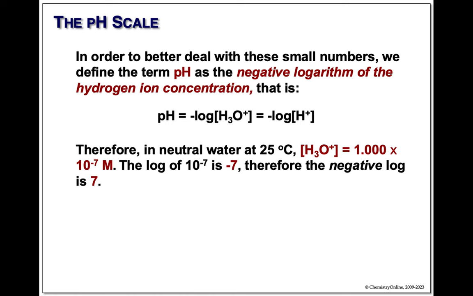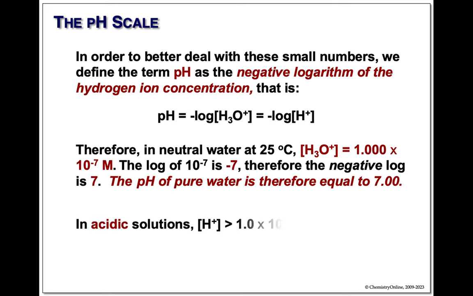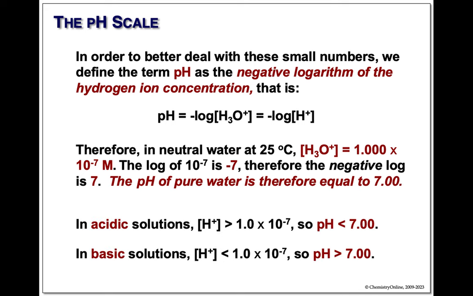Let's go back to neutral water, 25 degrees. Hydronium is 10 to the minus 7. The exponent is minus 7, right? That would be the log. If we take the negative log, we're at 7. That's the pH, the negative log of hydronium. Neutral water has a pH of 7. That's where that comes from. It's because hydronium and hydroxide are both 10 to the minus 7 molar in neutral water.